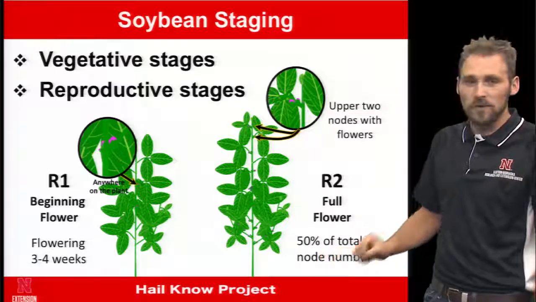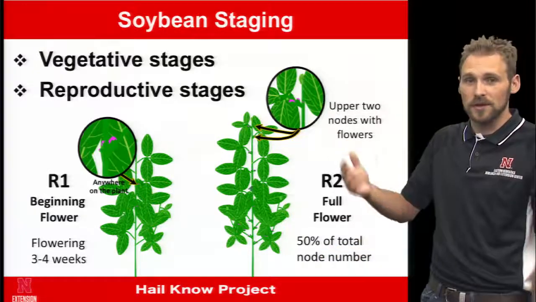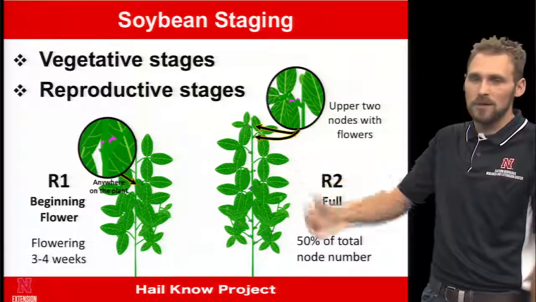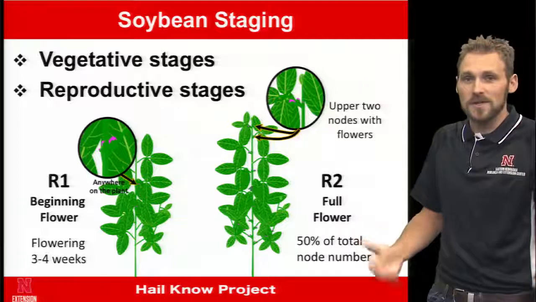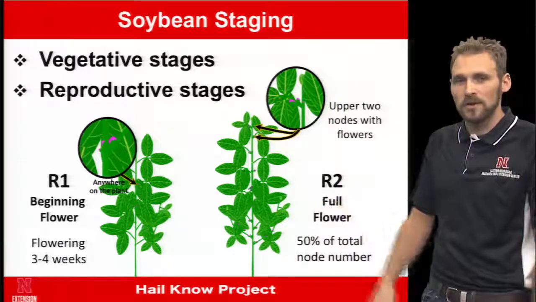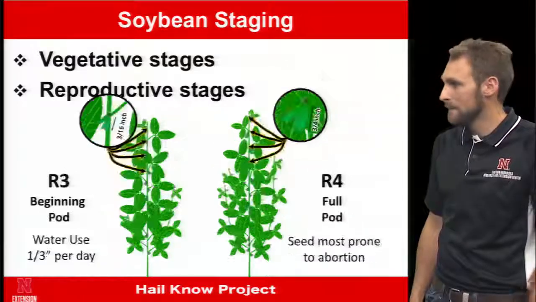Once we reach this stage, we have 50% of our total node numbers out there. So you can consider that in terms of the number of nodes that could still be accumulated through the R5 stage, because at R5 we can't get any more new leaflets emerging on that main stem.